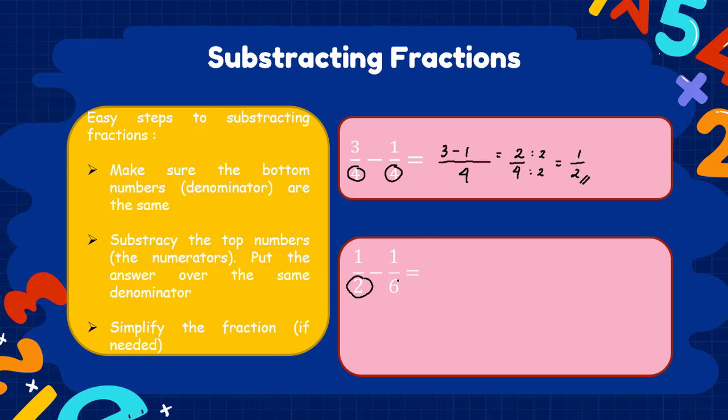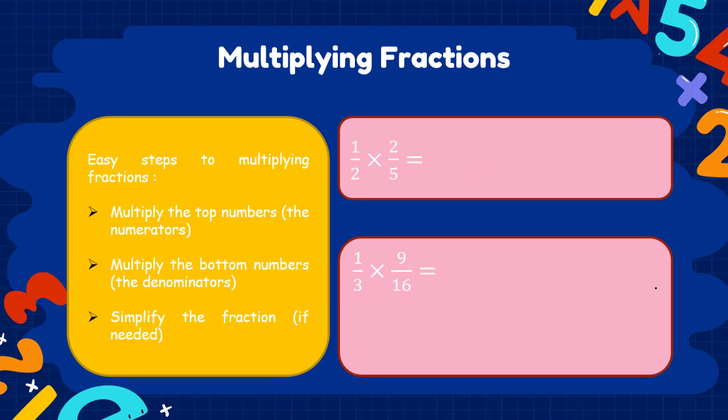So another example, both of the fractions have a different denominator, so we just need to find the LCM of 2 and 6, which is 6. And then 6 divided by 2 is equal to 3, times 1 is equal to 3, minus 6 divided by 6 is equal to 1, 1 times 1 is equal to 1. So 3 minus 1 is equal to 2 out of 6. And we can simplify it into 1 out of 3. So this is the answer.